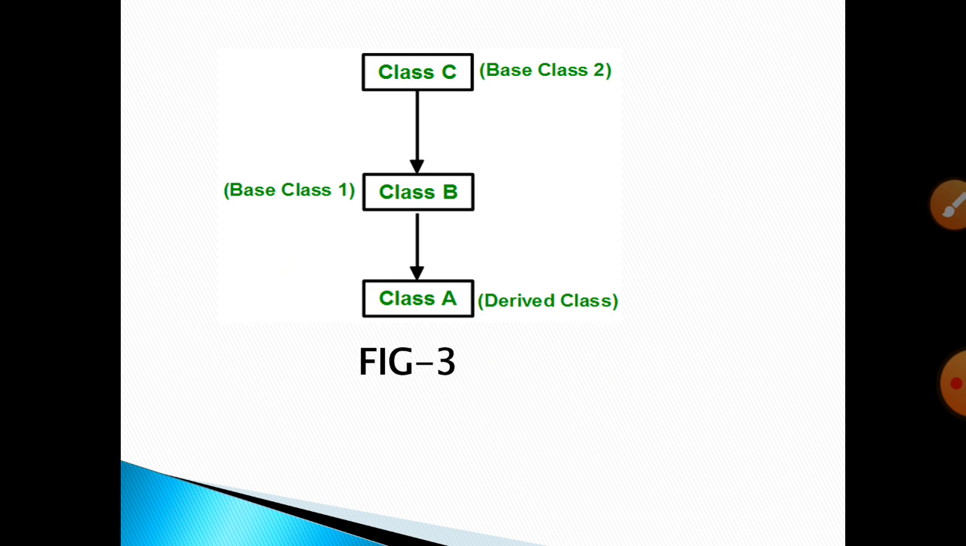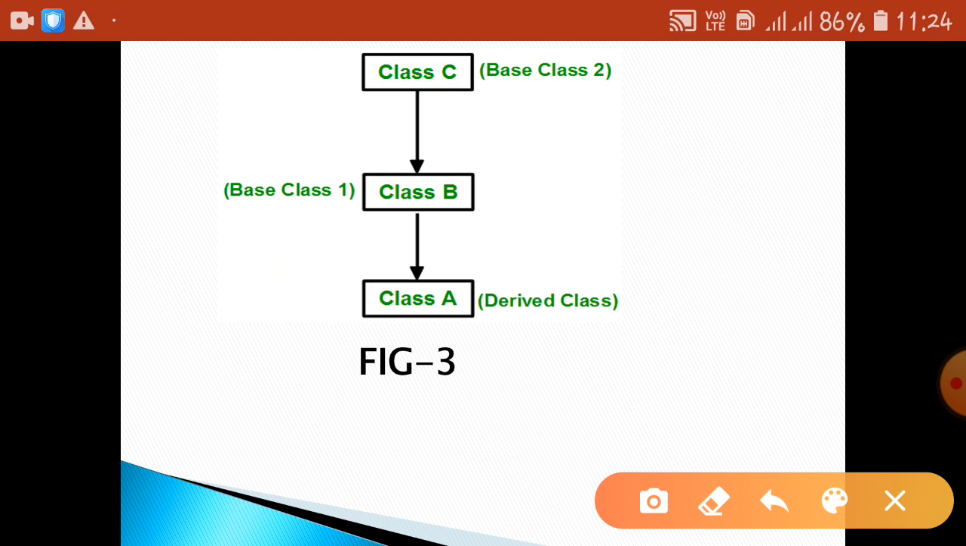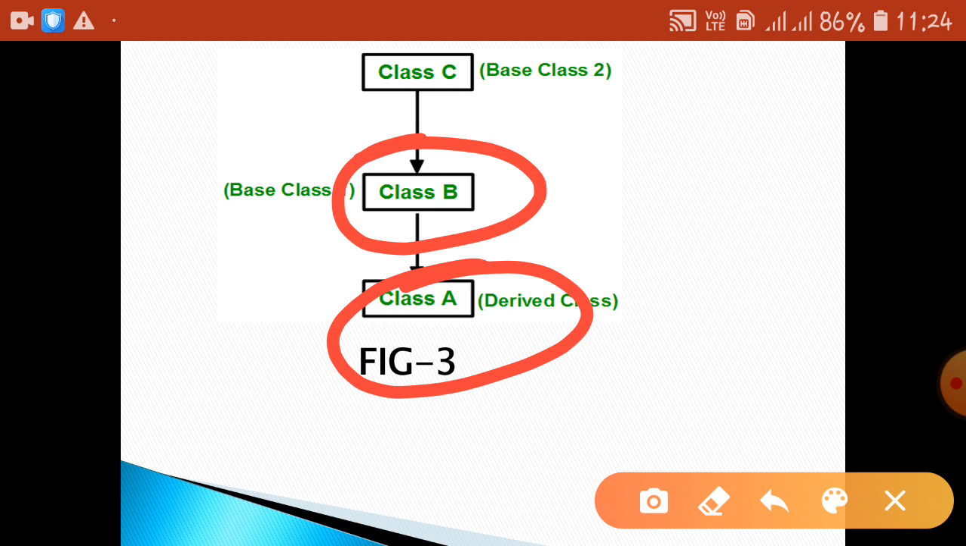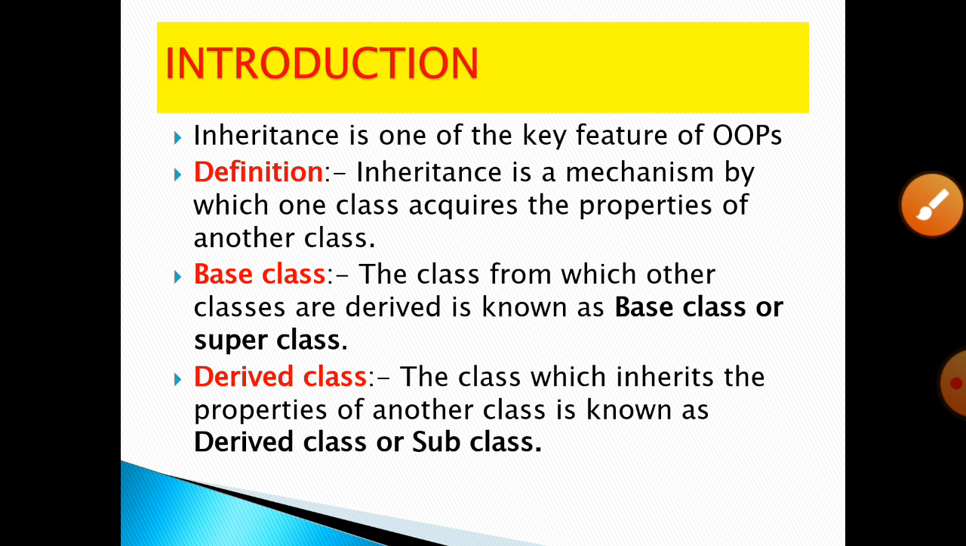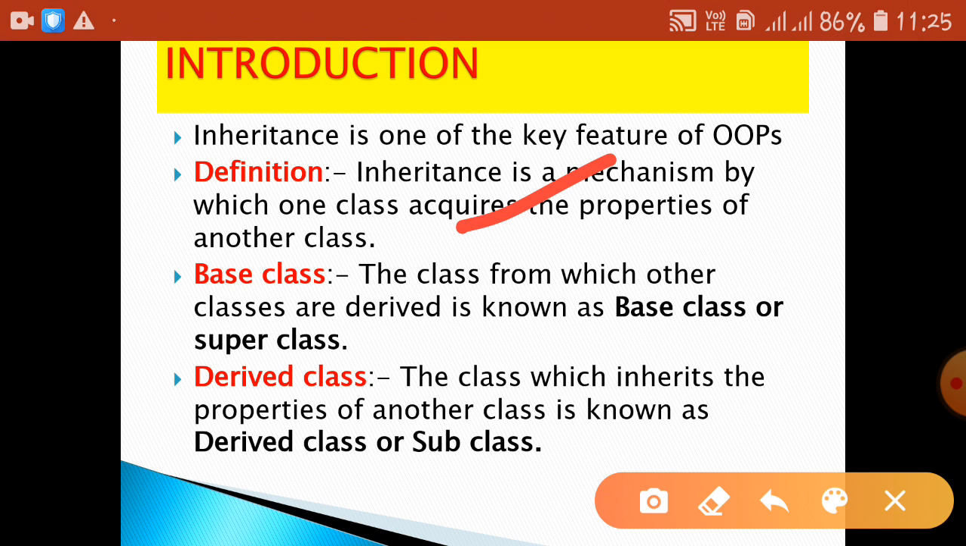In the next slide I have taken another example, that is the figure 3 example. Here you can see I am having 3 levels. This class A is a derived class, whereas for this derived class, class B is the base class 1 and class C is the base class 2. Okay, so I think you all have understood the process of inheritance. Inheritance means acquiring some properties from another class.